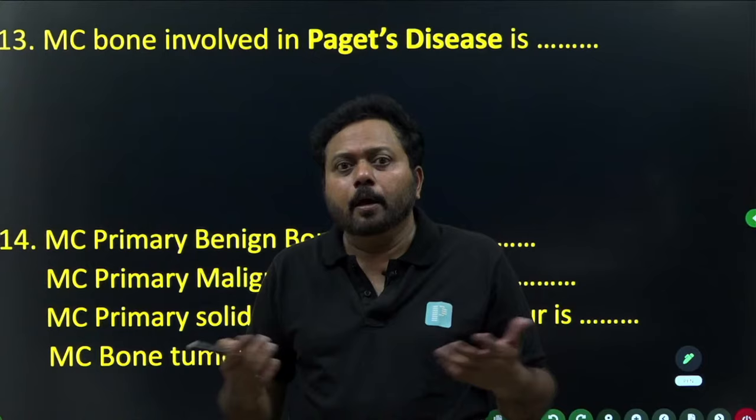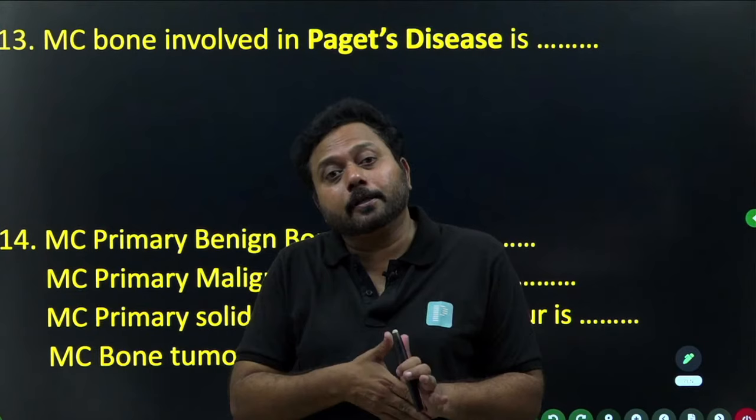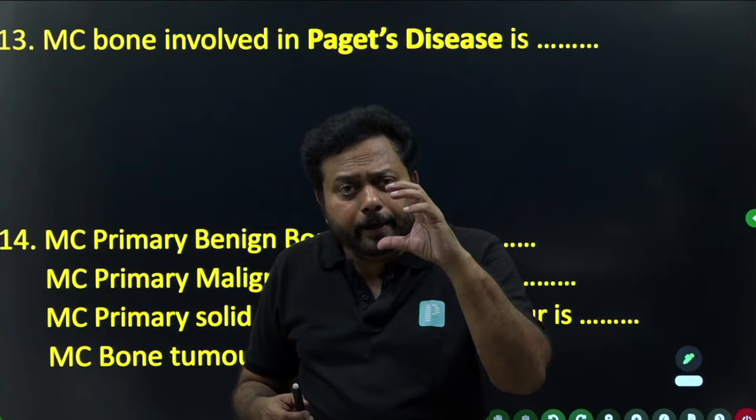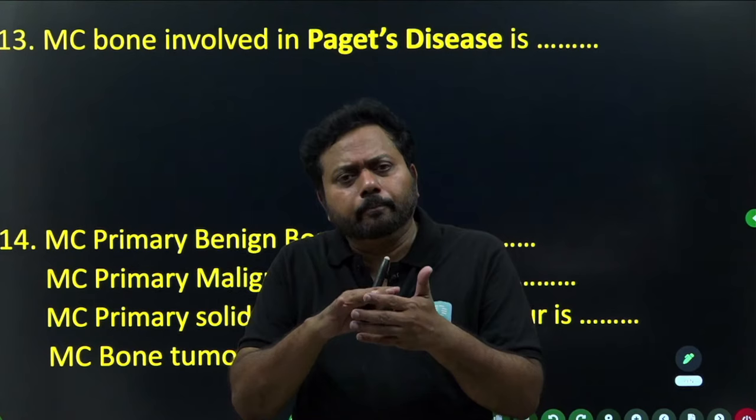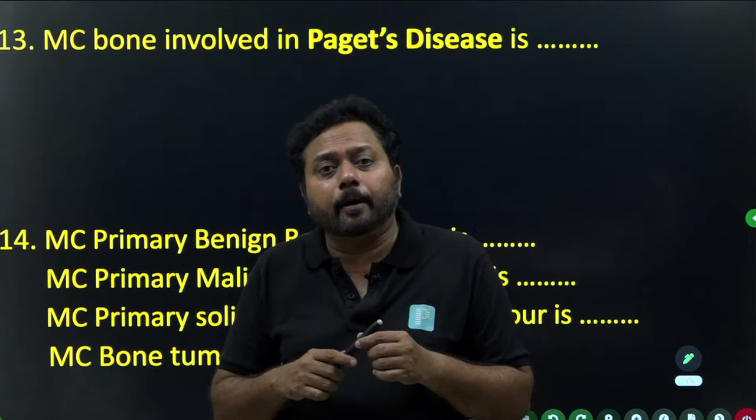If I talk about Paget's, it will take half an hour. How many radiological signs do we see in Paget's? If you want to refer to that, just see my main videos. Many: blade of grass appearance, cotton wool appearance of the skull, picture frame appearance of the vertebra. Lot of questions are there in Paget's disease. So many things are there.